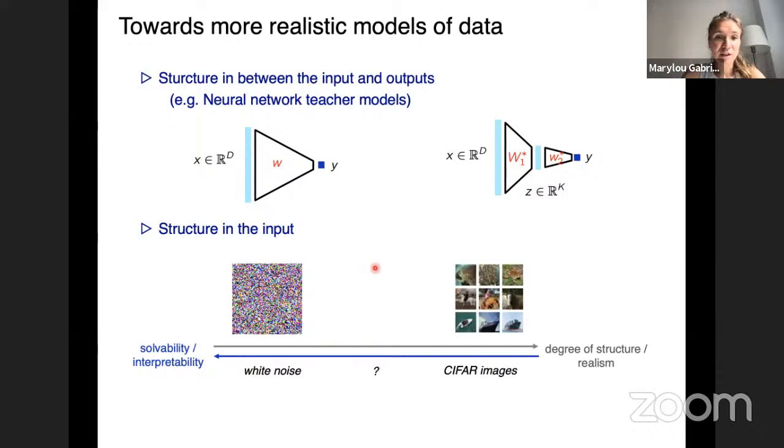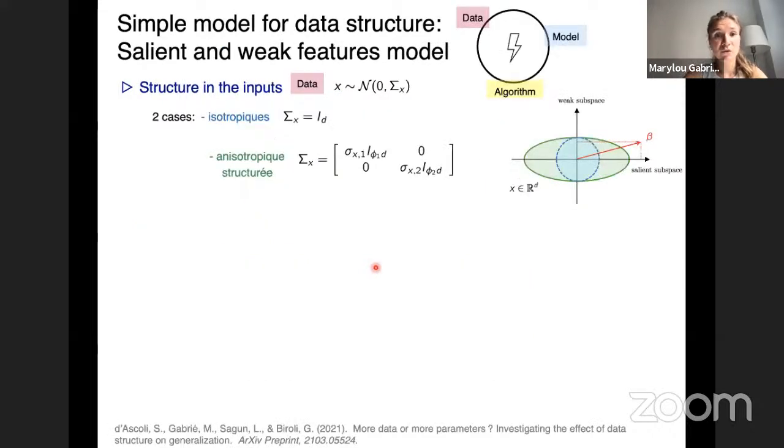So the first one I'm going to discuss is what I call the salient and weak feature model. So it's still pretty simple. The input is still Gaussian, with a covariance that is still diagonal. Either we have the isotropic case, which we have been mentioning since the beginning, or we have the anisotropic case, where the data is structured, namely we have some blob of data that is more extended in a subset of directions. Let's say that we have a sigma x1 that is much bigger than a sigma x2, which affects a fraction phi1 of all the dimensions of the inputs that is maybe small. And then we have a large number of dimensions that have a smaller variance.